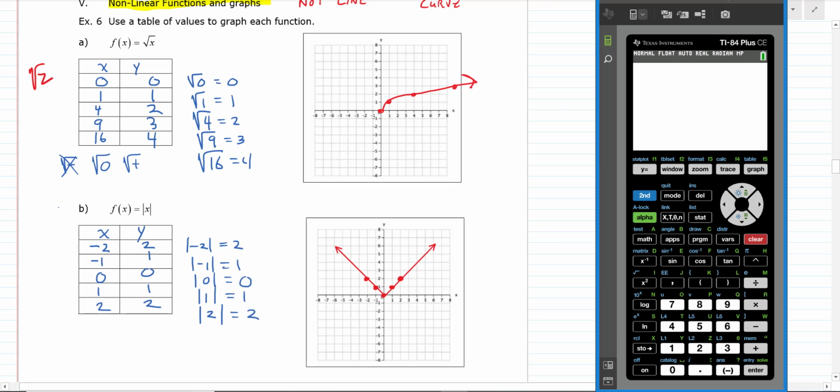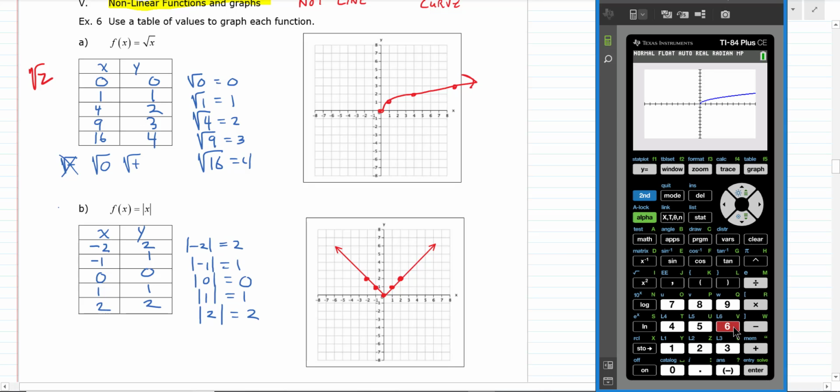If you do a graphing calculator, you just type y equals, and then the square root is above x squared, so you go second x squared, then you put in x, and then you can go zoom 6. That gives you what that graph looks like.